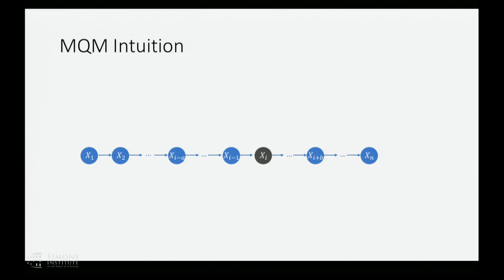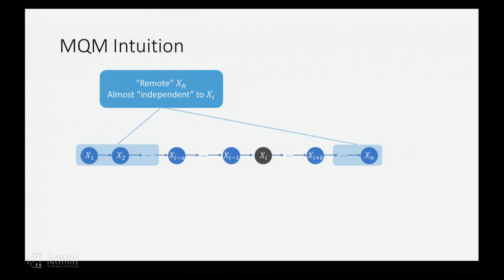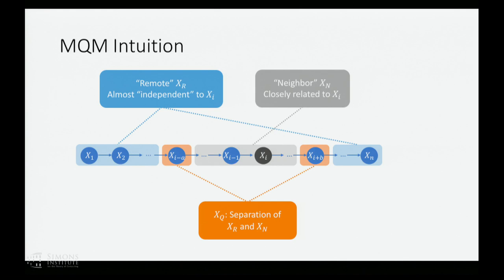But notice that as we go further and further away from xi to the two ends of the chain, the correlation there becomes weaker. So if we go far enough, we can essentially find a set of nodes which are almost independent of xi. We call them x_R, R for remote. And correspondingly, we have a set of neighbor nodes which are closer to xi. We call them x_N, N for neighbor. So this set of nodes may be more highly correlated with xi. And in between, we have these two nodes as a separation between the remote and neighbor. We call them x_Q.